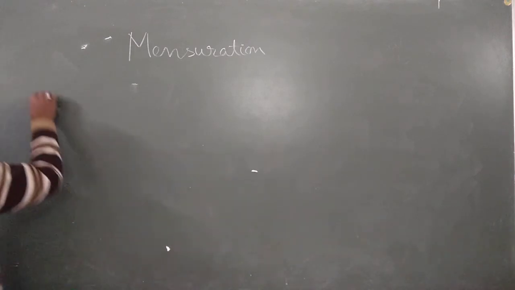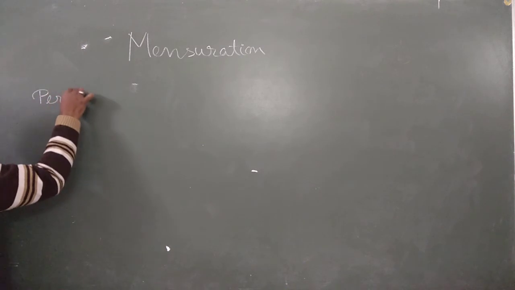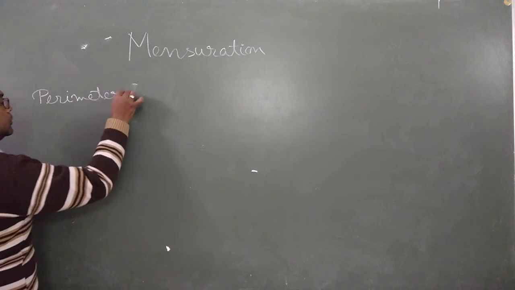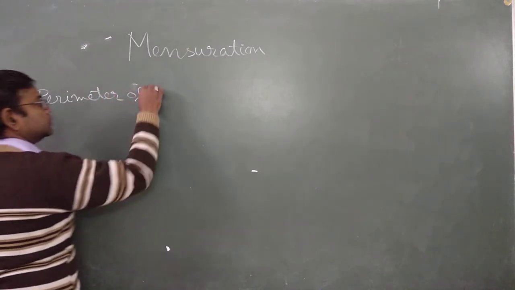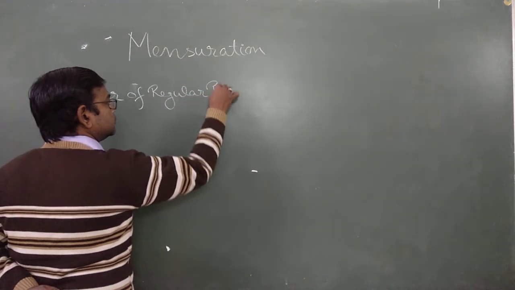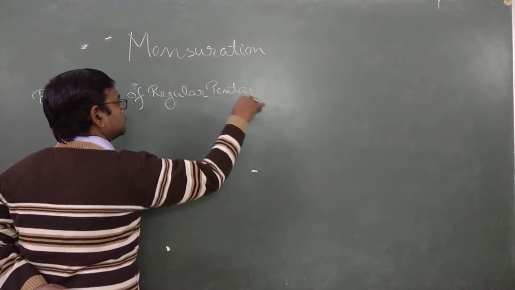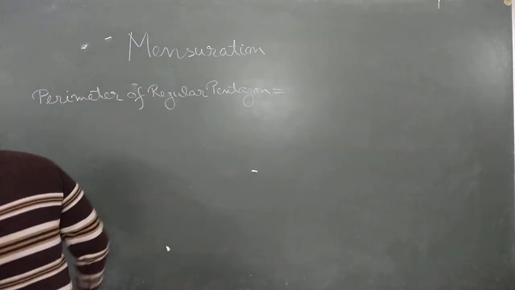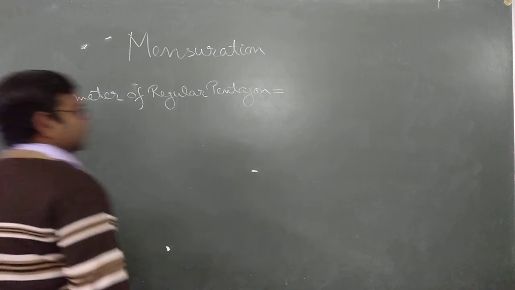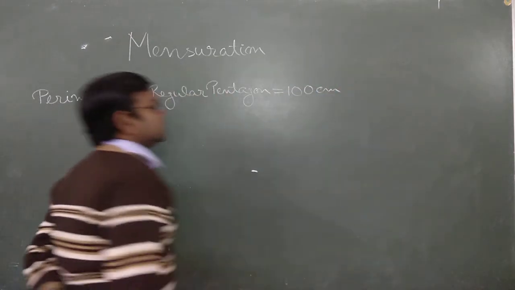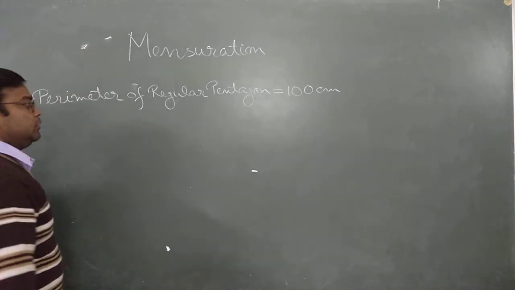In this question it is given the perimeter of a regular pentagon. I am writing what is given to us. Perimeter of regular pentagon equals, it is given that it is 100 centimeter. The question says find each side of the pentagon.